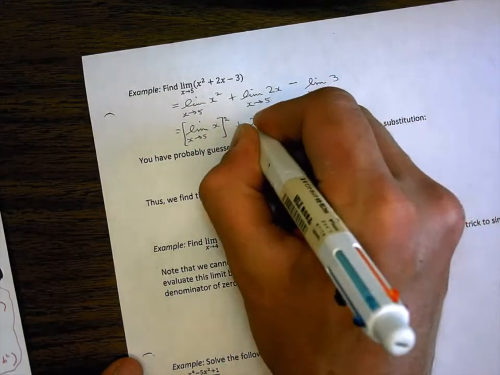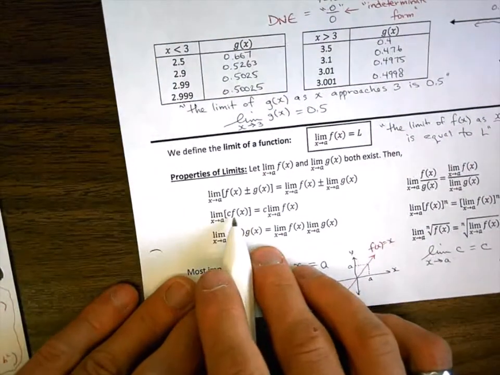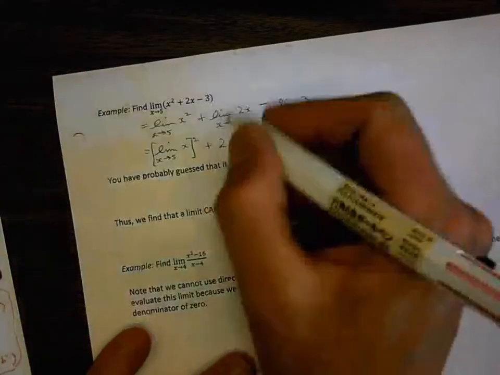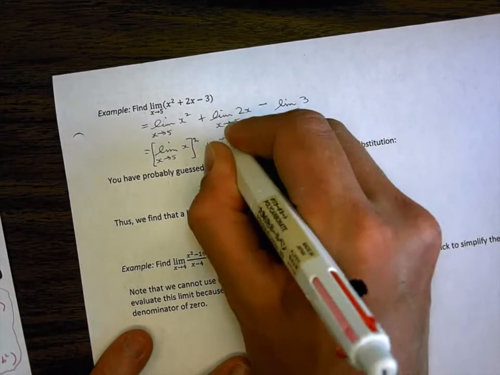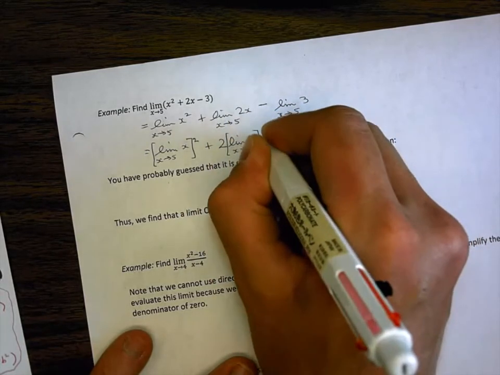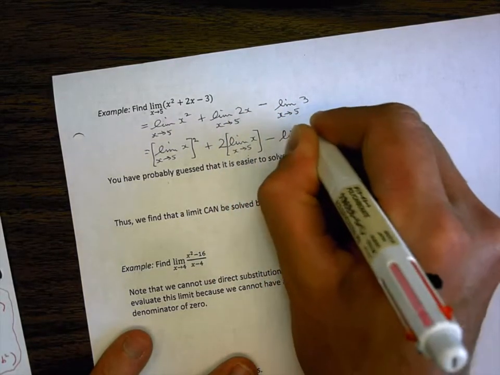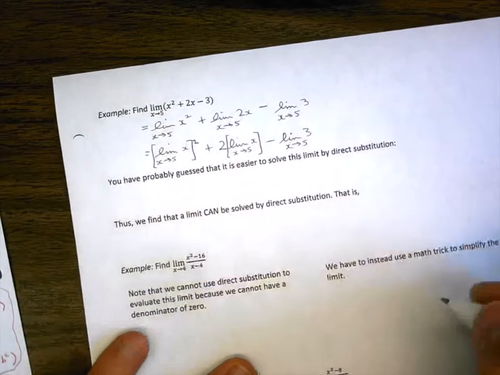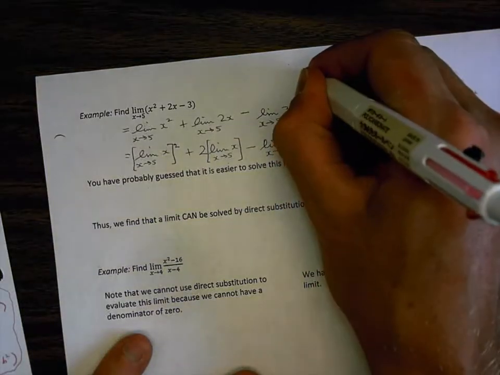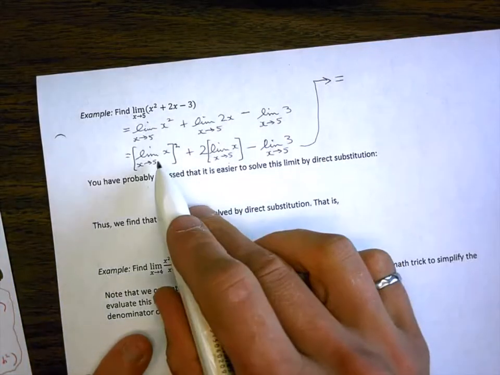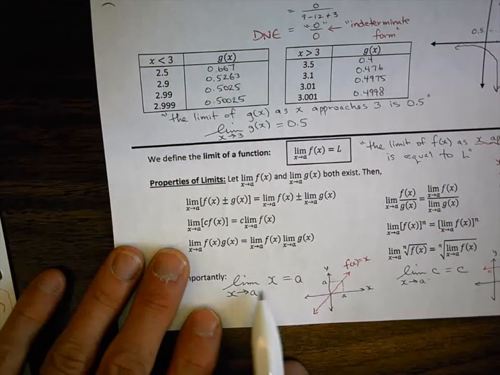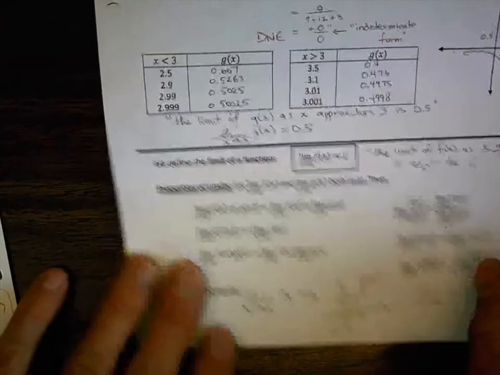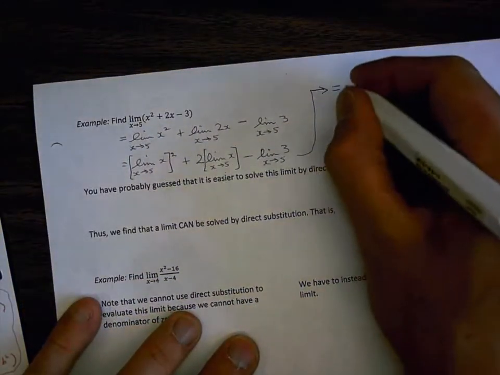I factor out the 2. That was another property I had, right? I can move the constant out of the limit. So I get 2 times the limit as x approaches 5, and that would all be in the bracket, minus the limit of 3 as x approaches 5. Now watch this. Limit of x as x approaches 5. Well, that's one of the important ones I just showed you. The limit of x as x approaches a is a. So the limit of x as x approaches 5 is 5. So I end up with 5 squared.